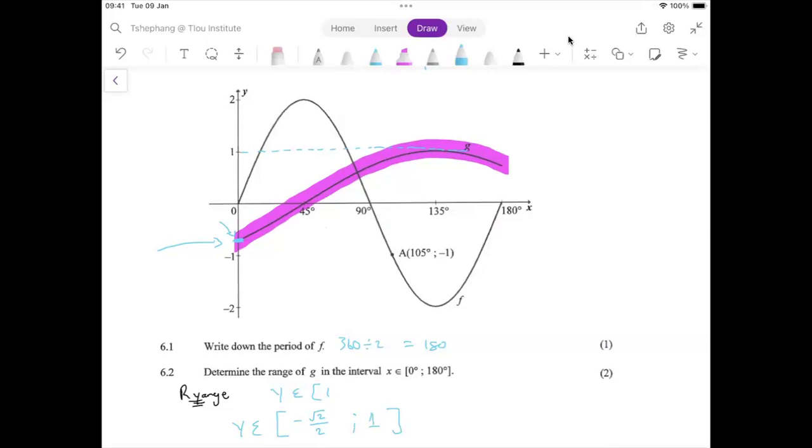I hope that is clear because they gave us an interval. So we must work not in a general one, but in this interval. At 1, the graph doesn't exist, but it exists when x is 0 for this given interval.